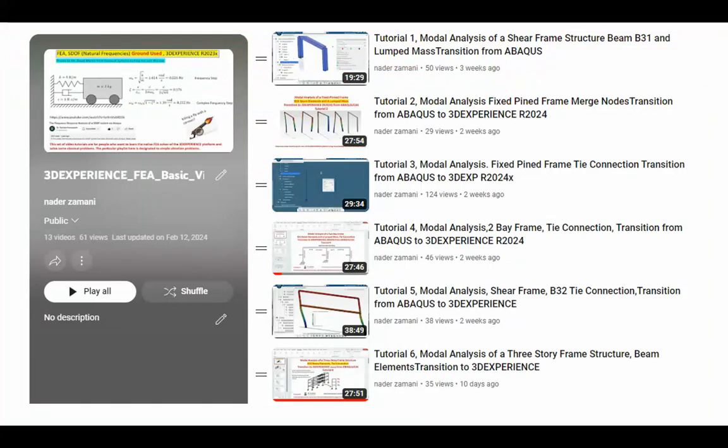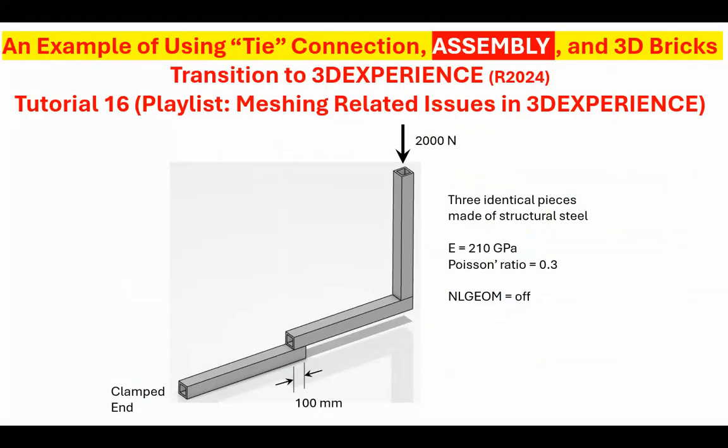In this playlist, tutorials 4, 5, 6, and 7 are talking about some frame structures. What I would like to do is replicate tutorial 6, which is a 3-story frame structure with solid elements. In order to do that with solid elements, I need some basic preliminary material that is going to be covered in this tutorial 16 and the earlier one that I prepared and called tutorial 15.